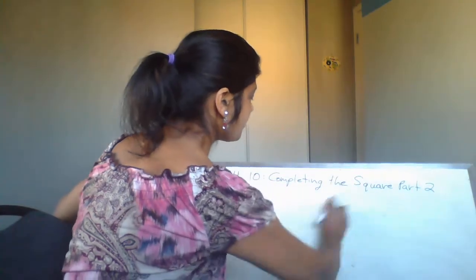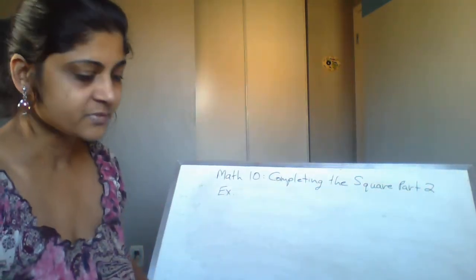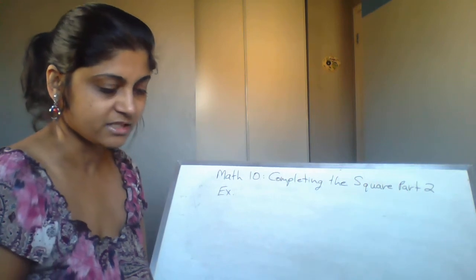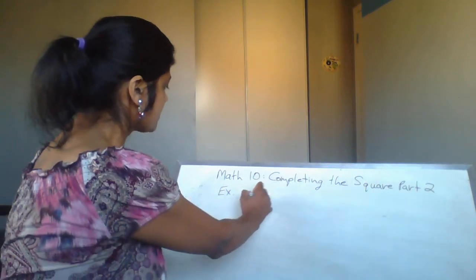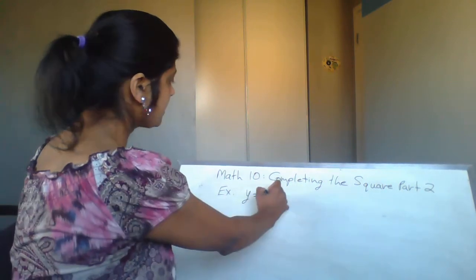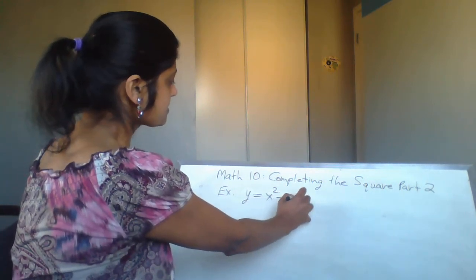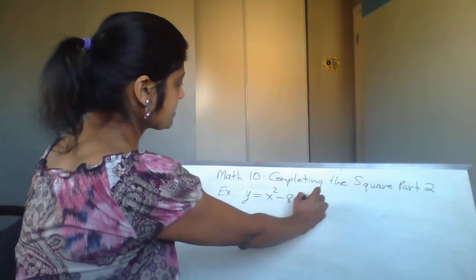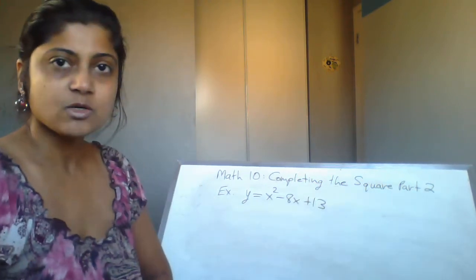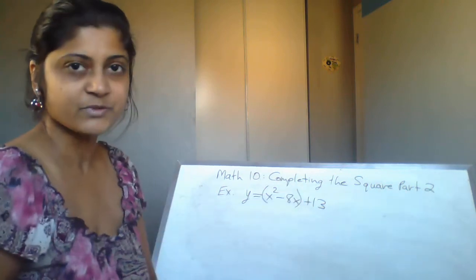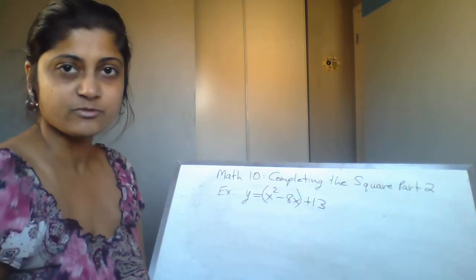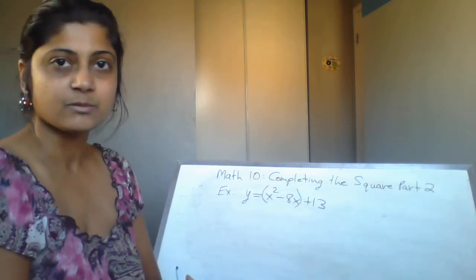Okay, let's do one more where we're doing a simple example for completing the square. So let's try this one. It says y equals x squared minus 8x plus 13. So again, I'm just going to put brackets around the first two terms here. And whatever's in front of the x, I always divide that number by 2.